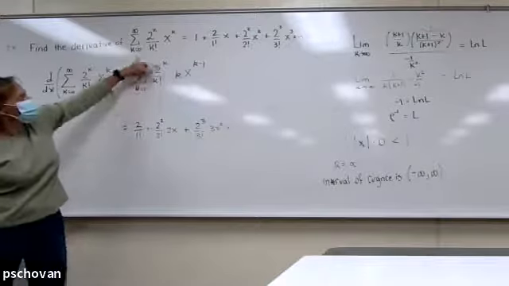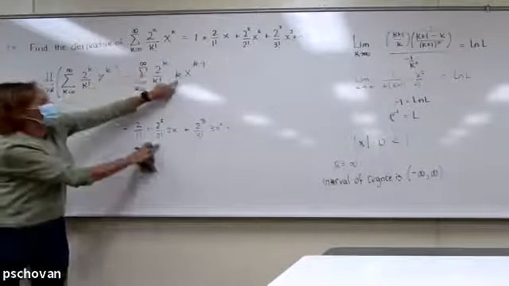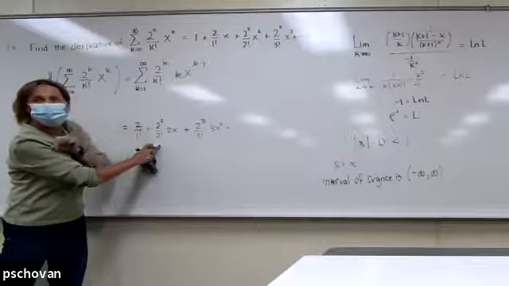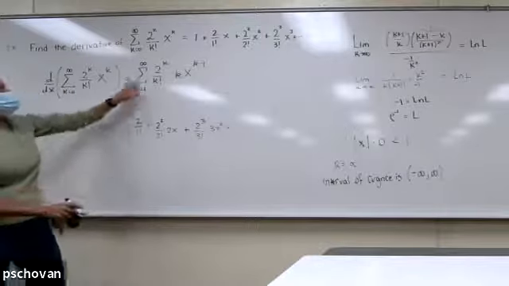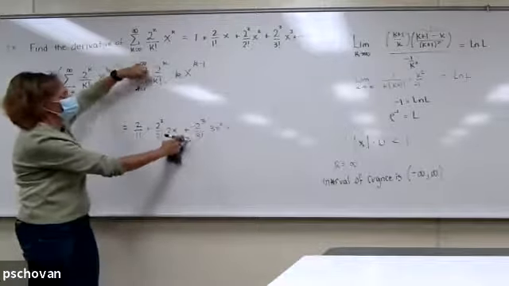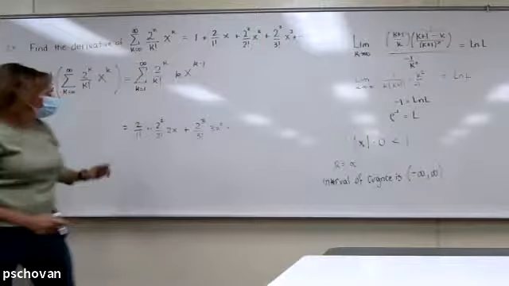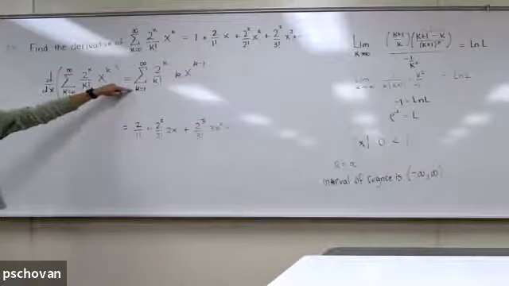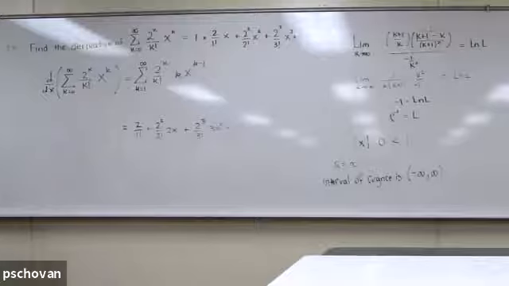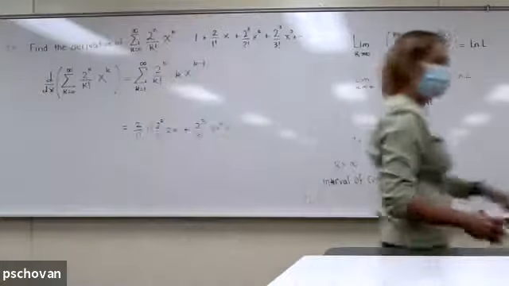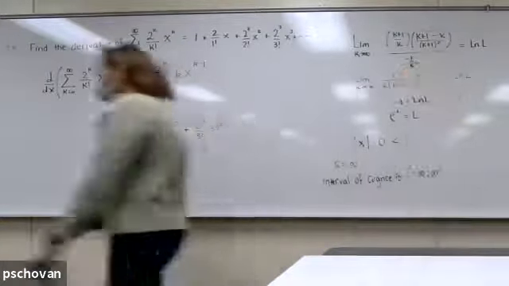If I put a 2 here, I get 2 squared over 2 factorial, 2 times x to the first. And then when k is 3, I have 2 cubed over 3 factorial, 3x squared. So remember to change your index when you take a derivative, term by term, through a power series. And you can also integrate term by term in a power series. Okay?